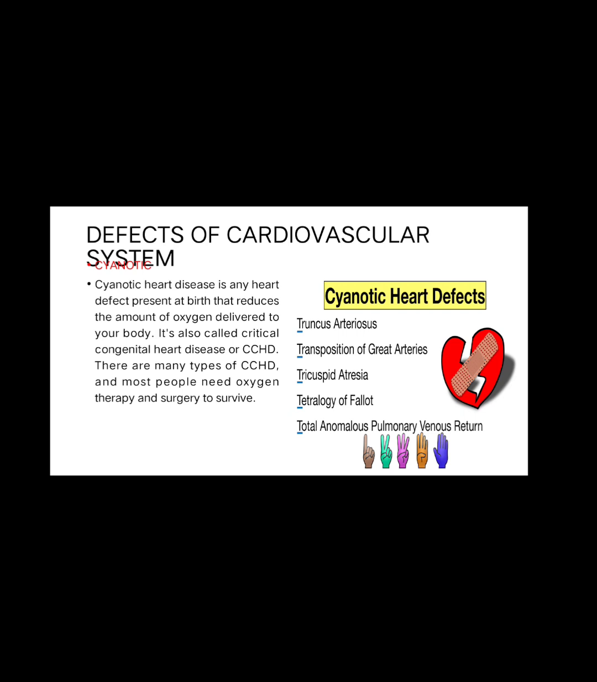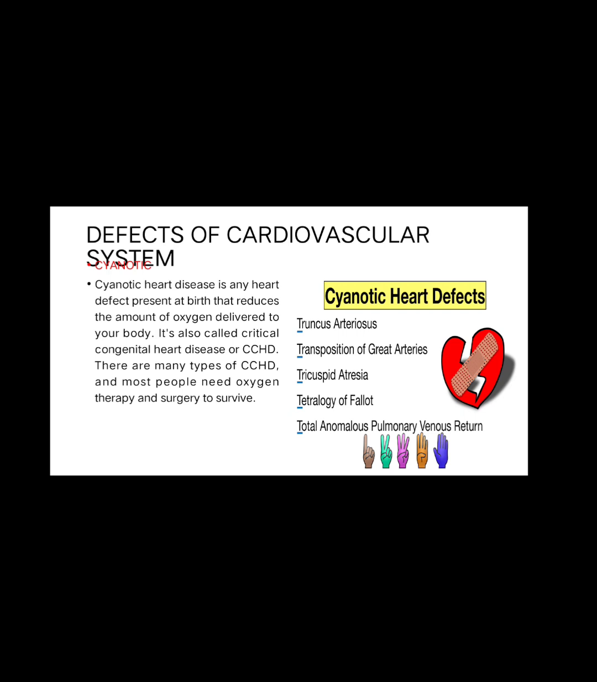So cyanotic heart disease is a congenital disorder that deprives the body of oxygen. Some of the cyanotic heart diseases are truncus arteriosus, transposition of great arteries, tricuspid atresia, tetralogy of Fallot, and total anomalous pulmonary venous return. So these are the cyanotic cardiovascular disease conditions.